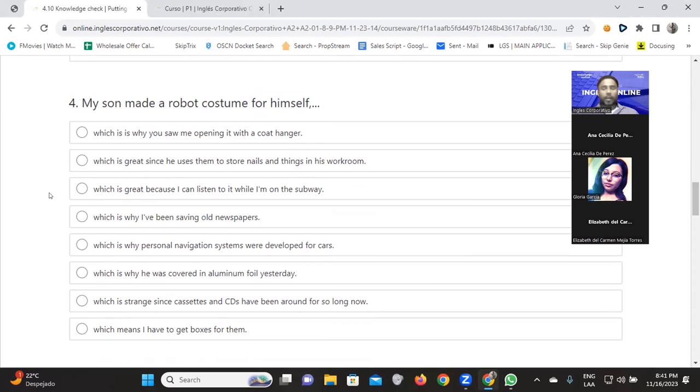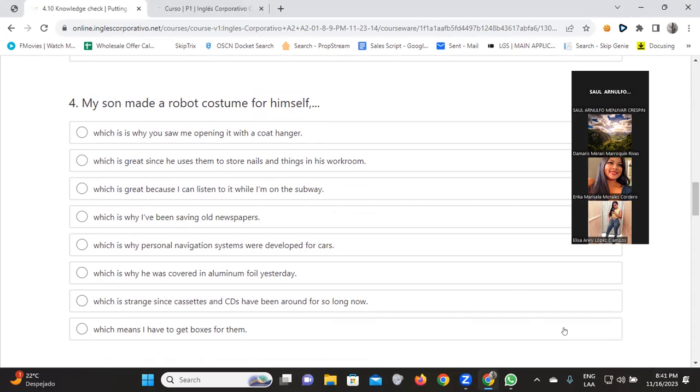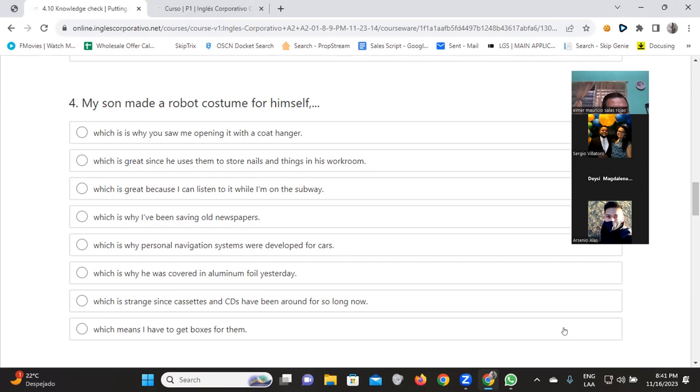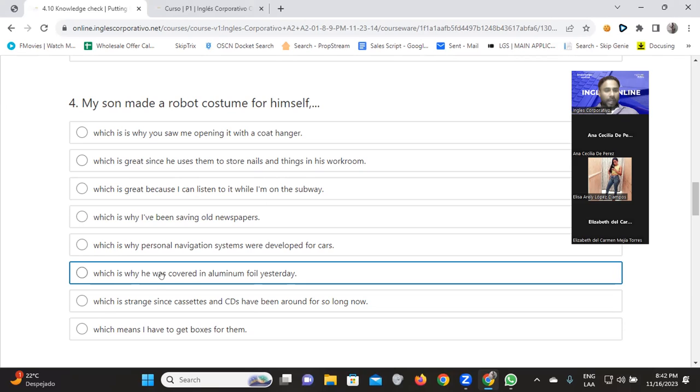Number four. Who wants to volunteer for number four? Me, teacher. Elisa. Thank you, Elisa. My son made a robot costume for himself, which is why he was covered in aluminum foil yesterday. Excellent. Which is why he was covered in aluminum foil yesterday. Perfect.